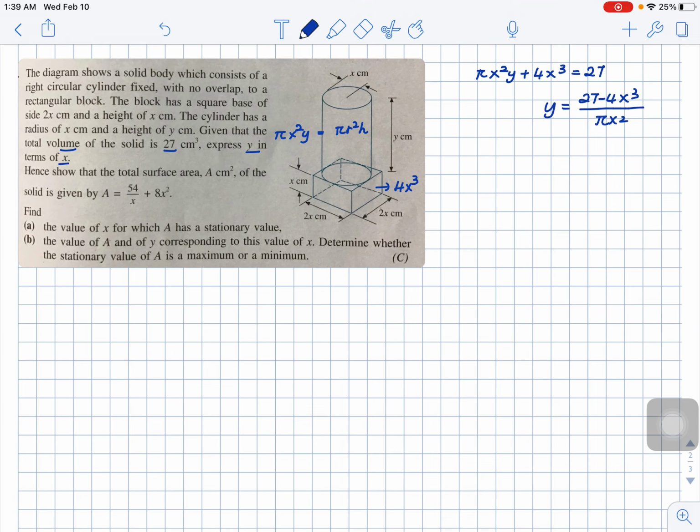The next one, they said we have to find the total surface area, and the expression is given. Let's look at the cylinder first. I have a circle here, so when I open this up, I'm going to get something like a rectangle, and then the upper part is a circle. You don't include the down one because it's an overlap, so that part is hidden.